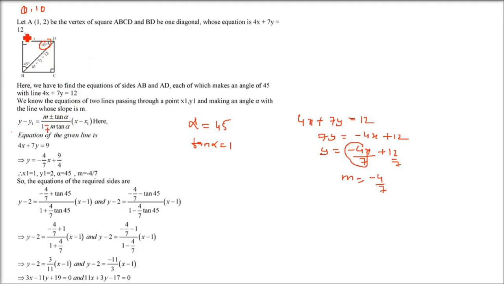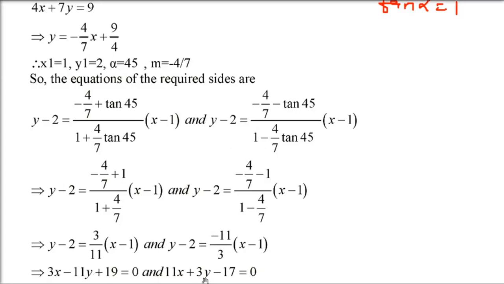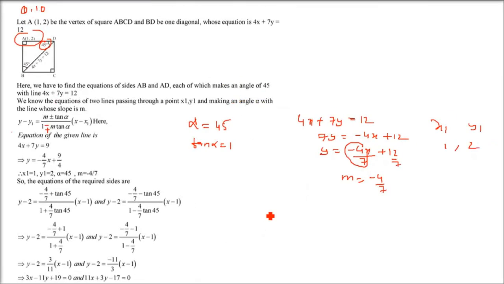M is known, tan alpha is known. So just put x1 as 1 and y1 as 2 in the formula, with m as minus 4 by 7. Then y minus y1, x minus x1, where x1, y1 is also known to us. You can take plus minus, minus plus. So this is the final equation. These two equations are going to come.